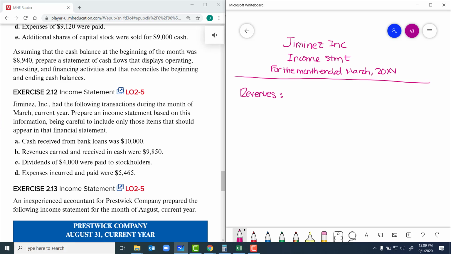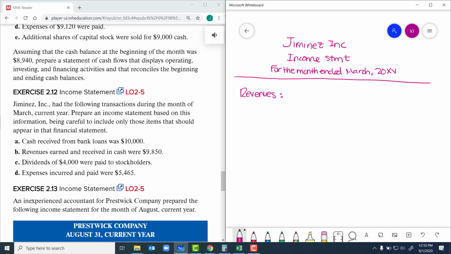C, dividends of $4,000 paid to stockholders. That's not a revenue or an expense. That's simply a negative cash flow or a cash outflow under the financing activity category as well on the cash flow statement. Because remember, dividends, just like when stockholders invest more in the business, that's a cash inflow under financing activities. Dividends is the other side of that, where you pay money back to them. So that's a cash outflow, but it's still a financing activity. So both A and C do not qualify as revenues or expenses.